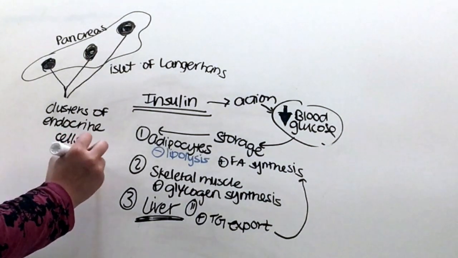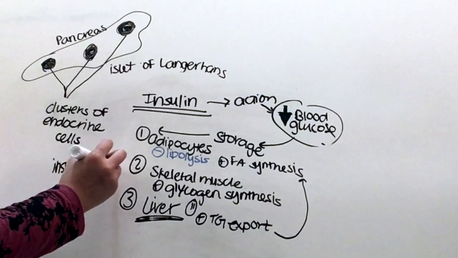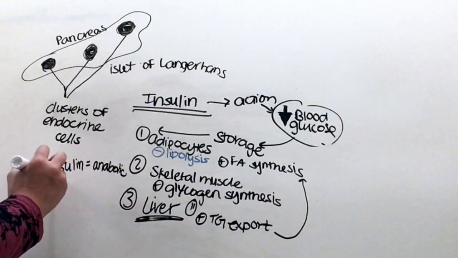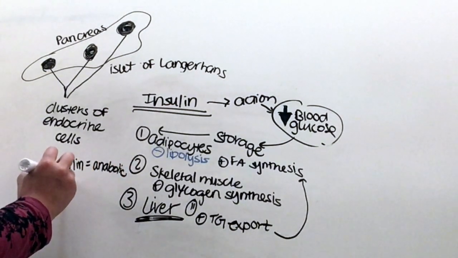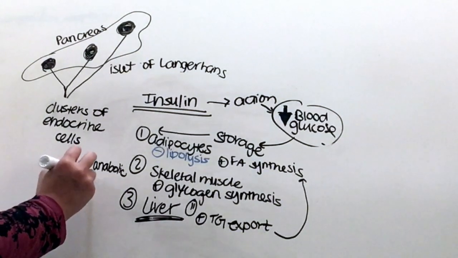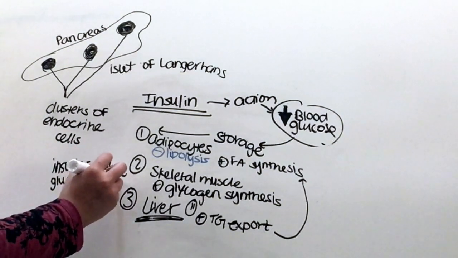Insulin is going to be anabolic. And then we have glucagon. I always get those mixed up. Glucagon is going to be catabolic.